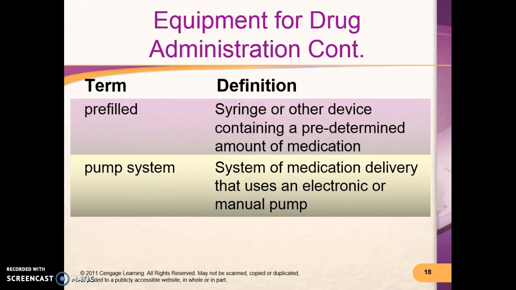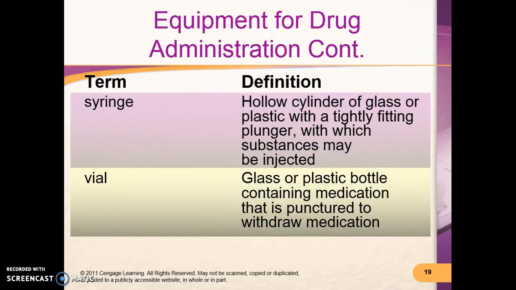We talk about a pump system. So it's just a way to administer intravenous medications using either an electronic or a manual pump. Syringes and vials are other common things that you're going to see when we talk about intravenous medications. So again, a lot of different dosage forms and terminology related to those dosage forms are included in this chapter. So it's really just important to become really familiar with these.